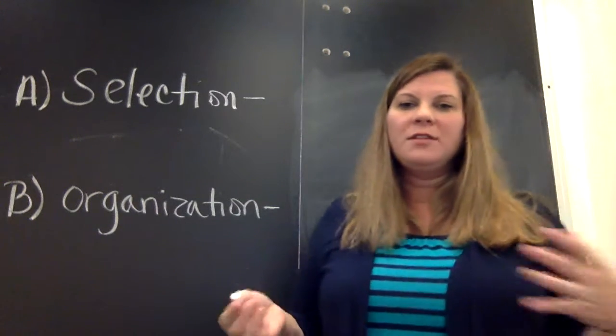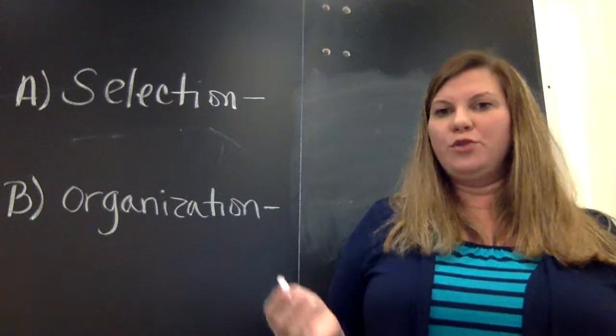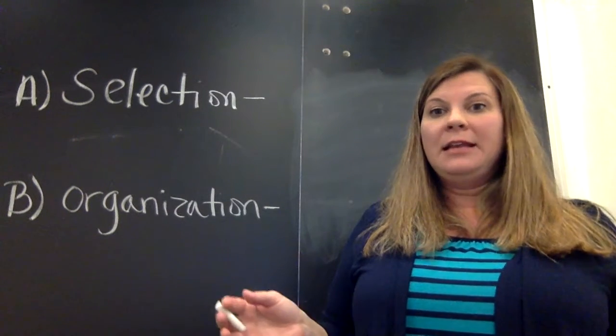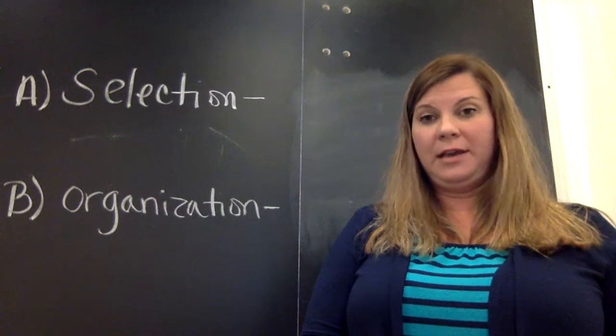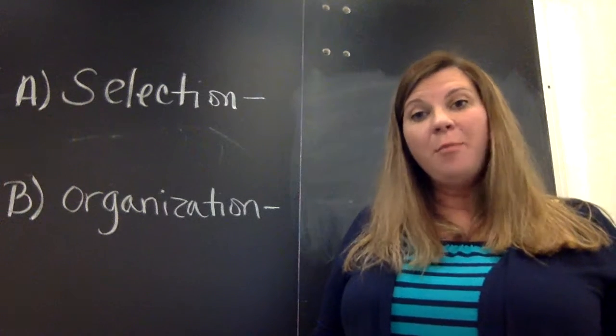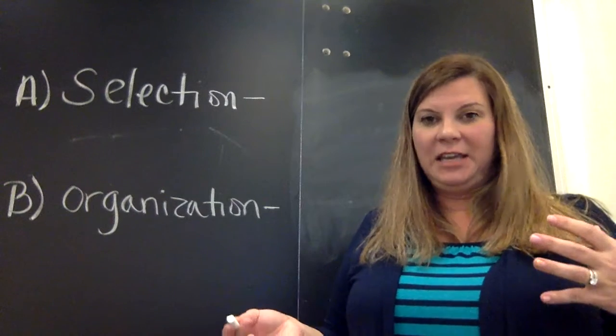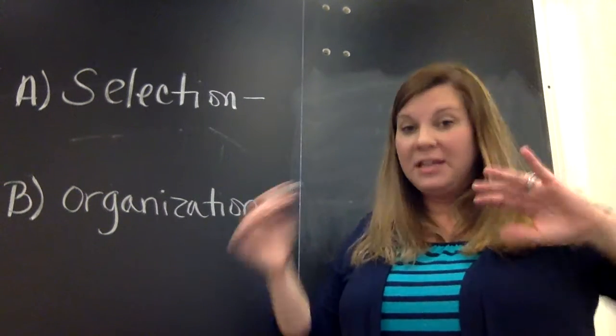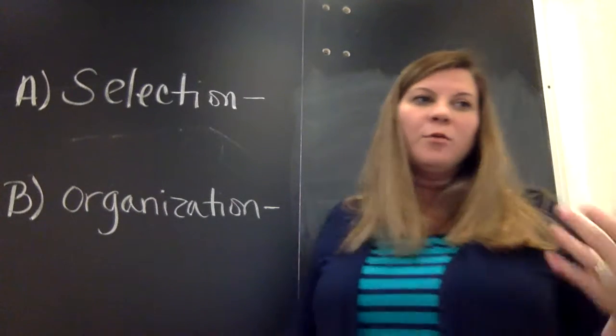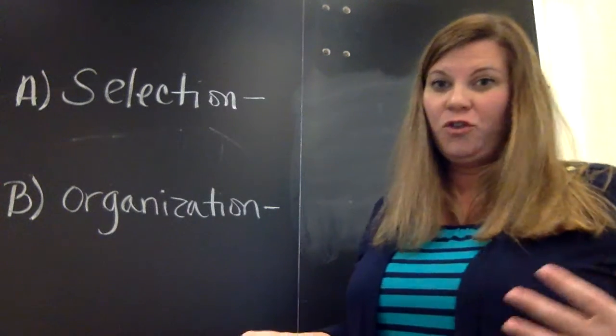In selection, we have to think about what we're all exposed to. In day-to-day life, we're all exposed to far more stimuli than we can possibly manage at one time. So the first step of perception is really selecting. This is which stimuli are we paying attention to and which ones are we ignoring? There are really four categories that tend to draw our attention.